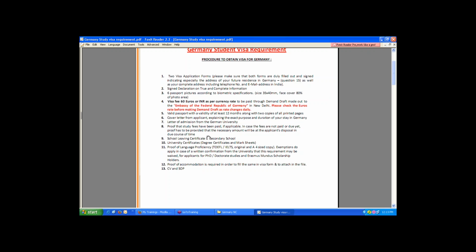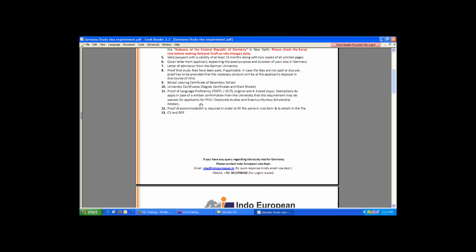All academic documents from 10th onwards. Apostillation is not required in Germany. Even notary is also not required by the German embassy. Language proficiency, IELTS or TOEFL is required, and this is mandatory for Germany. In case the student is going for an undergraduate or foundation course, the minimum IELTS requirement is 6 bands. And in case the student is going to apply for a bachelor or master course, 6 to 6.5 bands is required.